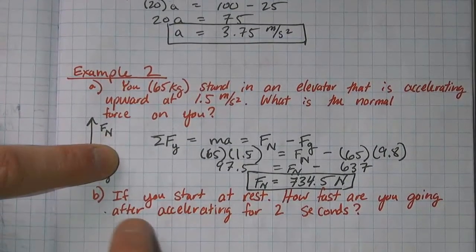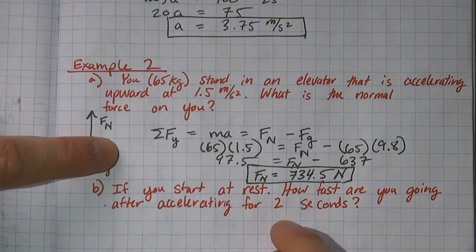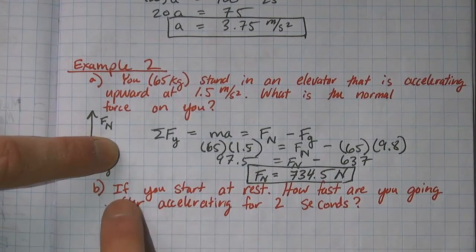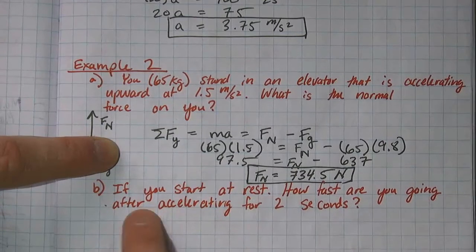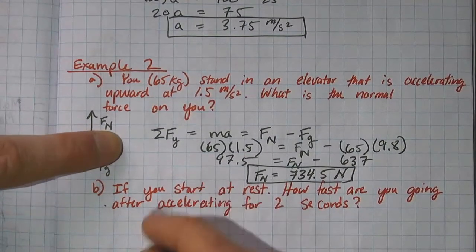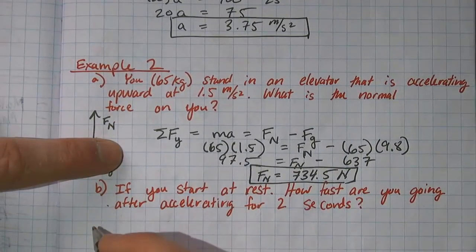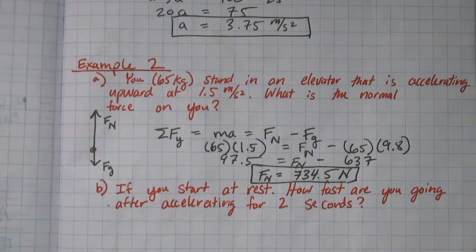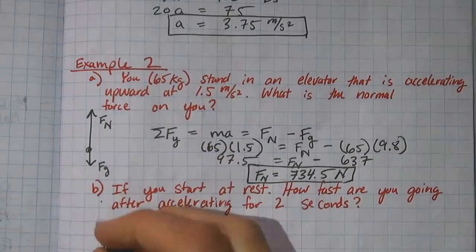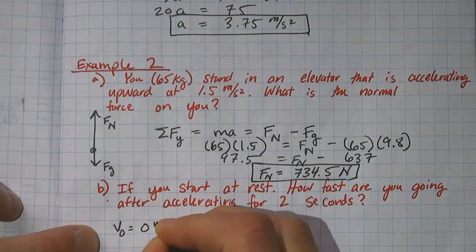All right, you'll see these problems come back up again. They're not anything like summing forces, but they are just like getting back to the kinematics that we were doing. If you start at rest, how fast are you going after accelerating for 2 seconds? This is the same kind of problem we were doing back when we were doing kinematics. It starts at rest, so that tells us our initial velocity is 0.